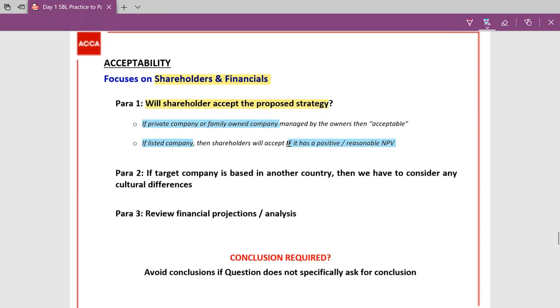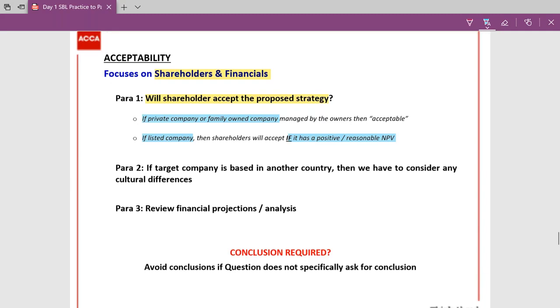Right. So we talked about suitability. Suitability focuses on external factors. We talked about feasibility. It focuses on internal factors. And we talked about acceptability. It focuses on profitability and financial projections.